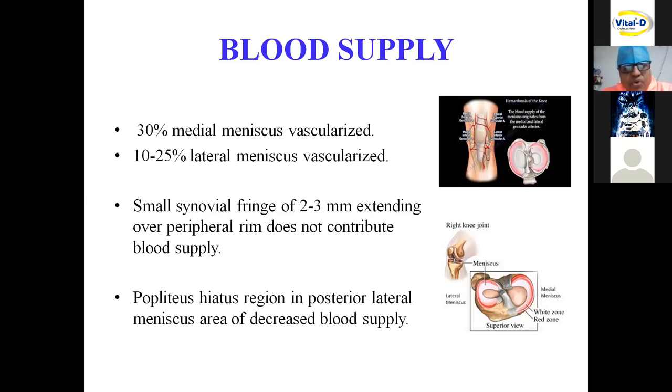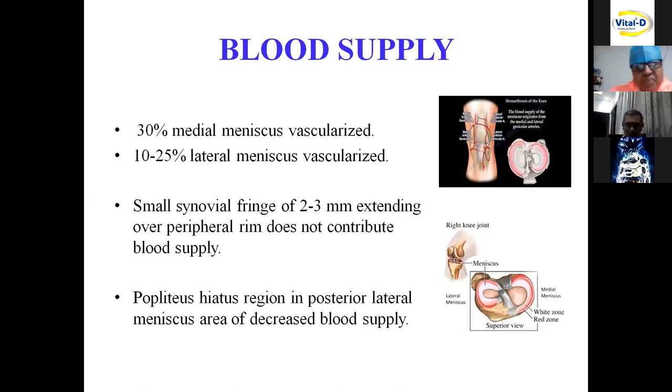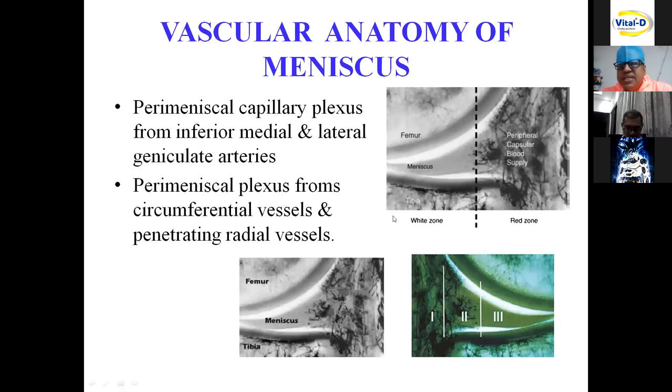There is a small synovial fringe of 2 to 3 millimeters extending over the peripheral rim. It doesn't contribute to the blood supply. There is another part, the popliteus hiatal region in the posterolateral meniscus area, which is also not very well supplied with blood. In this picture, we see there are parts. The peripheral part, the peripheral capsule, is attached to the capsule and is highly supplied by blood, and it is also called the red zone. The inner part is the white zone, which is mostly not vascularized, but the intermediate zone, also called the red-white zone, has intermediate supply. Some supply is present, and mostly not.